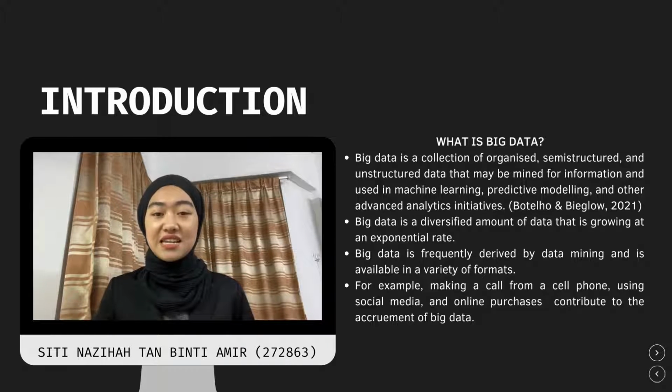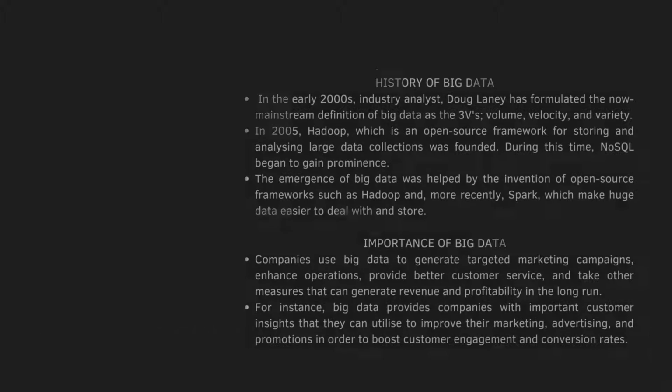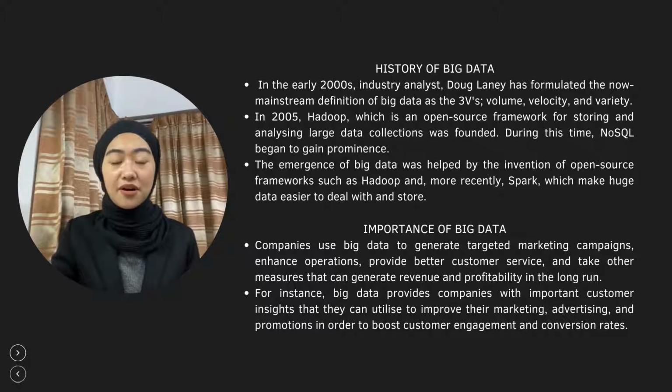In a simple understanding, making a call from a cell phone, using social media and online purchases are examples that contribute to the accrual of big data. So anything that is linked to the digital reserve is big data, which is used by businesses to grow and capture potential clients.